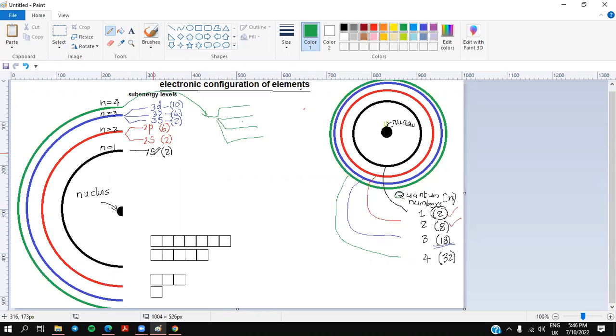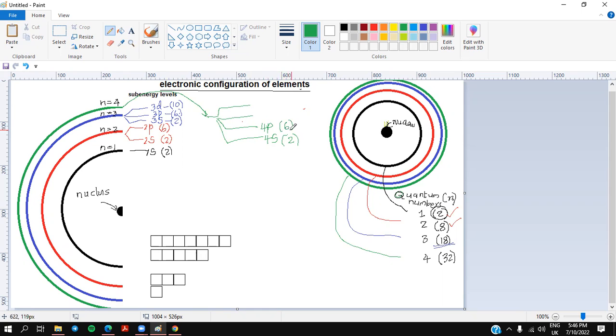As usual, the closest sub-energy level is called S, but because we are talking about the fourth quantum number, we have 4s. 4s can have how many electrons? 2 electrons. Remember, any s sub-energy level can have 2 electrons. Okay. And we go to p sub-energy level. 4p. 4p can have 6 electrons.